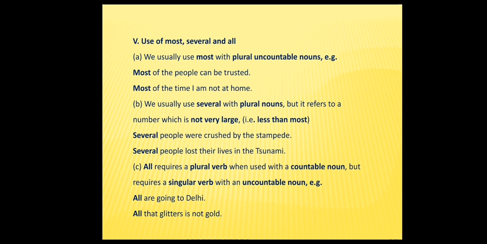And next is all. All requires a plural verb when used with a countable noun, but requires a singular verb with an uncountable noun. For example, all are going to Delhi. All that glitters is not gold. So this is your plural countable noun.